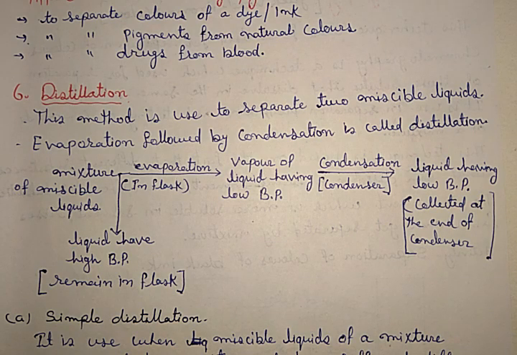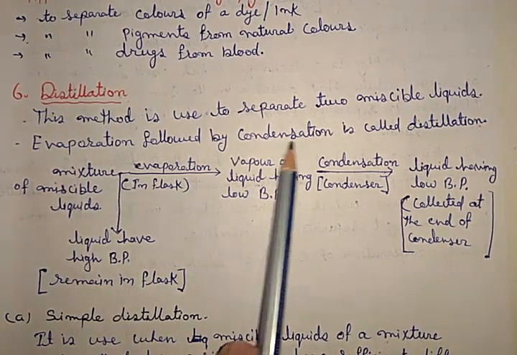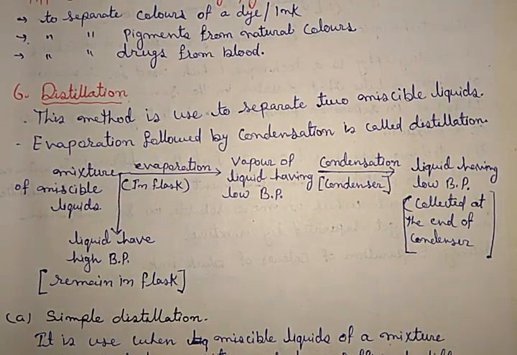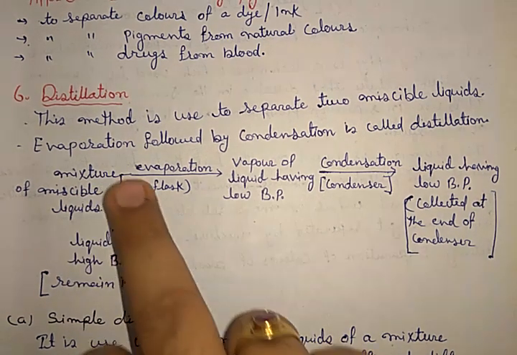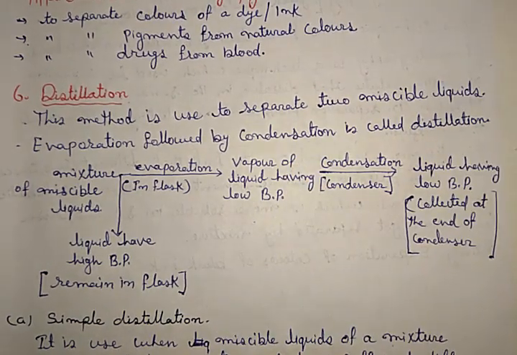Now, its definition. Evaporation followed by condensation is called distillation. It means firstly the evaporation process takes place and then condensation. Evaporation means liquid converts into gas. Condensation means conversion of gas again into liquid. Clear?